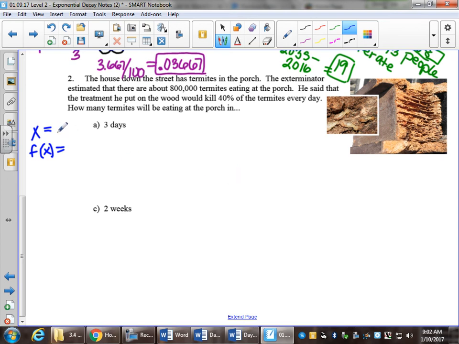X is going to be days. It tells me every day, each day. So X is number of days. F of X will be what total? What is this entire question talking about? Termites. So number of termites left.